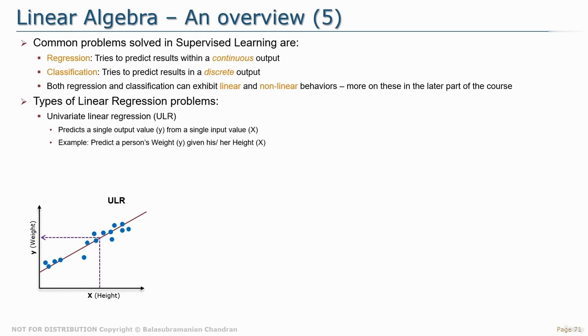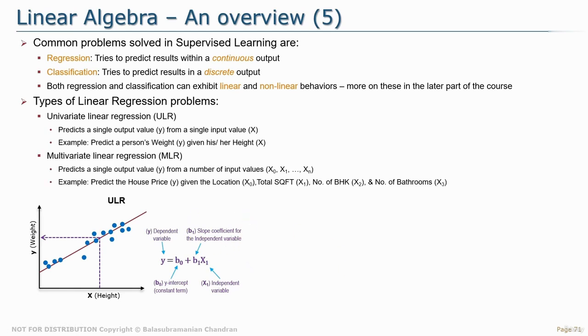The equation for ULR is, here, y is the dependent variable, x1 is the independent variable based on which y will be predicted, b0 is the y-intercept, which is a constant term, then b1 is the slope coefficient for the independent variable.